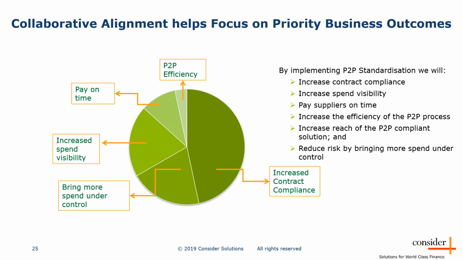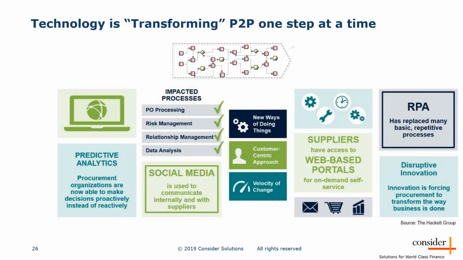So I think there's some interesting thoughts in there. Now, obviously, we talk about transformation all the time. We hear it all the time, and technology is transforming purchase to pay, but pretty much one step at a time. We're putting in technologies. So we're putting in portals, and we're putting in analytics, and we're putting in RPA, and we're connecting this and connecting that, and that's great. But we've got to think about the end-to-end process and the end-to-end outcomes.